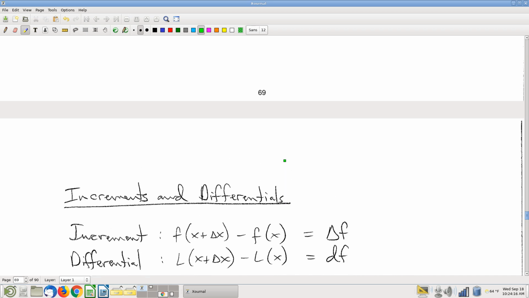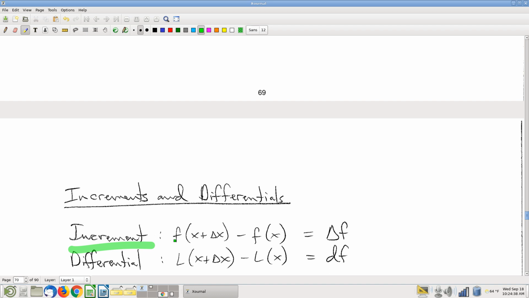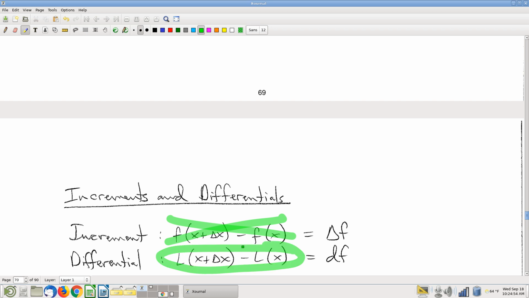increments and differentials. I hope you all remember a lot of this from Calc 1. I think you probably do. Delta F, right? If you have some function and you're looking at the values of that function at two nearby points, the difference in the value of the function at those two points, that's delta F. So we're going to refer to this as the increment. That's the terminology. There's this other similar but not the same thing called the differential. The differential of that function is not the change in the value of the function itself. It's the change in the value of the linear approximation to the function.